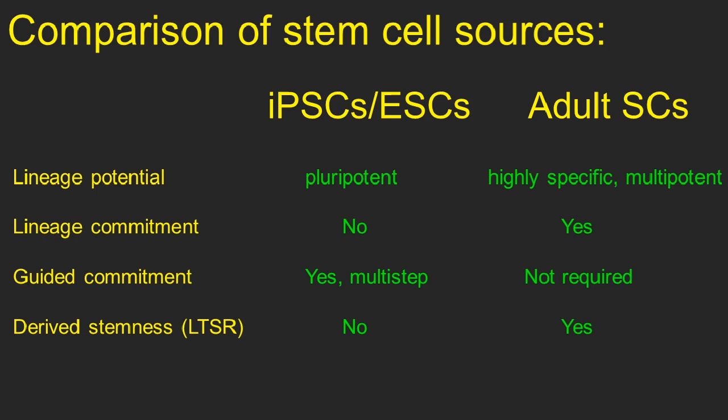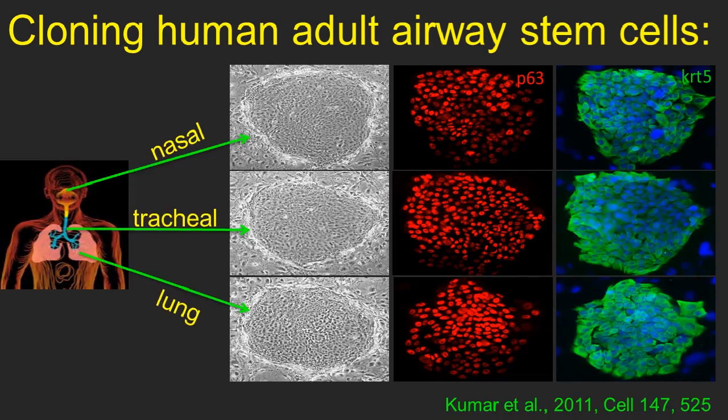Tremendous efforts are spent in guiding the commitment of embryonic stem cells. It's not required for adult stem cells. And in terms of the derived stemness of the final product, it's not evident in induced pluripotent stem cells, and yet the adult stem cells, that's what they do.